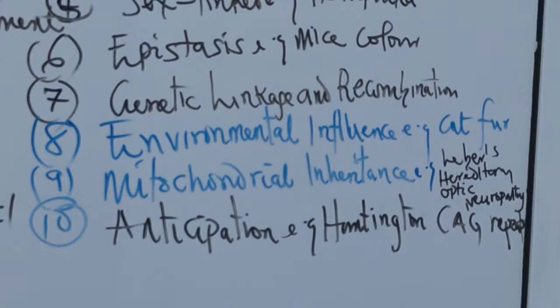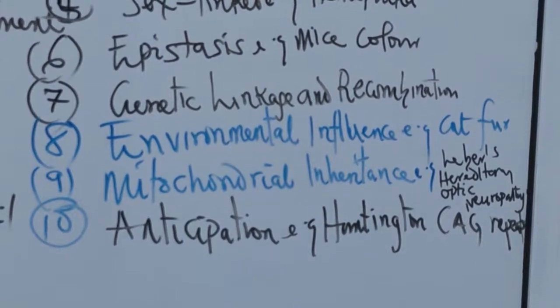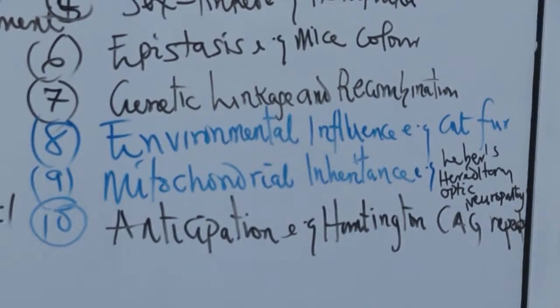And lastly, we'll talk about anticipation. Anticipation refers to a phenomenon where a genetic disorder becomes more severe or appears at an earlier age in successive generations. An example of that is Huntington disease, where CAG repeats will increase the probability of having it in successive generations. So these are part of the characteristics of non-Mendelian principle.